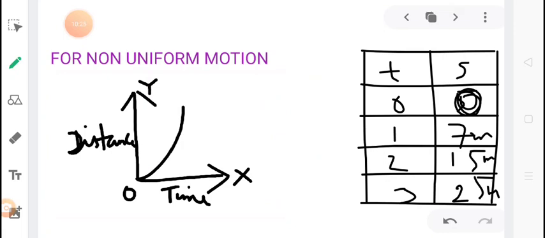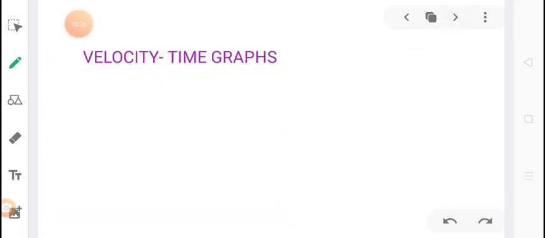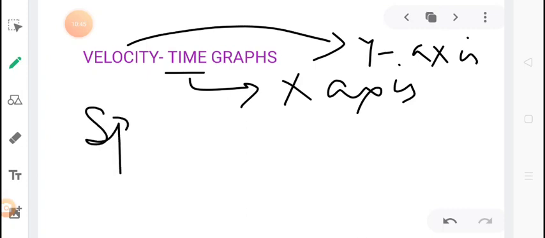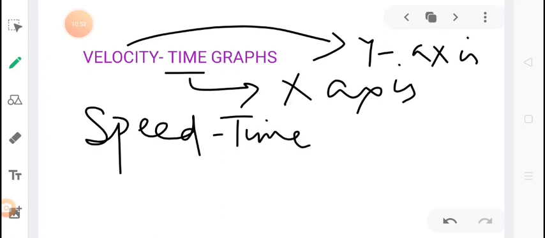Let's proceed to the velocity versus time graph. Again, in case of velocity versus time graph, time is plotted on the x-axis and velocity being measured with respect to time, it is the dependent quantity and it is plotted on the y-axis. Again, in place of velocity time graph, you might also be asked to draw speed versus time graph. So you should remember one thing, that in case of speed you need to consider only the magnitude, but in case of velocity you need to consider both magnitude and direction.